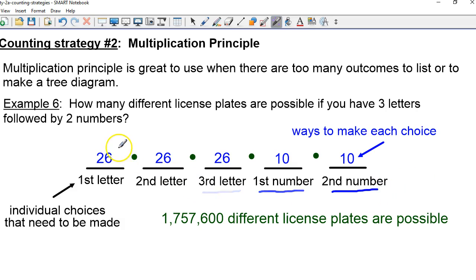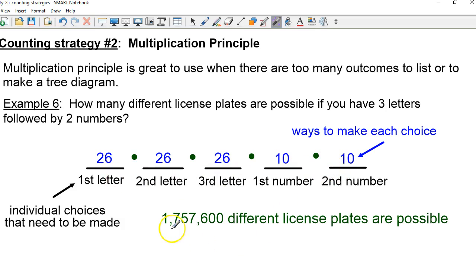There's 26 letters in the alphabet, so we'll put 26's in for the numbers of letter choices. And then there's 10 ways to choose the numbers. If we can use 1 through 9, that's 9, plus 1 more for the 0. So there are 10 digits that we could use. And then we would multiply those numbers together.